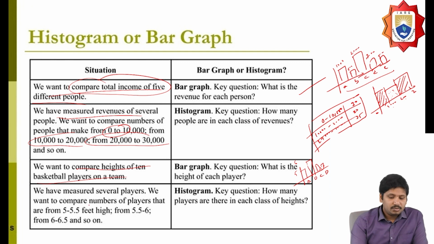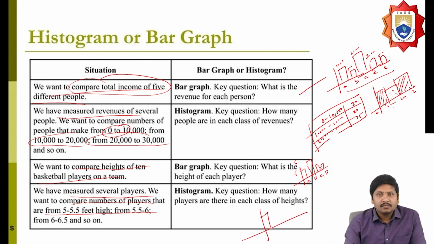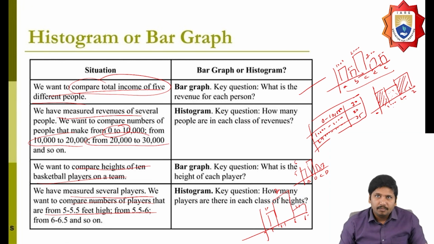And the next situation is that we have measured several players, and we want to compare the number of players in between 5 and 5.5, and 5.5 and 6, and then 6 and 6.5, and so on. How do we construct the histogram? In between 5 and 5.5, let it be 10. From 5.5 to 6, 30. And from 6 to 6.5, 50. Like this, I can decide the situation where I have to go for a bar graph or a histogram.